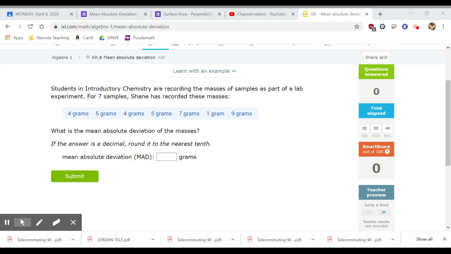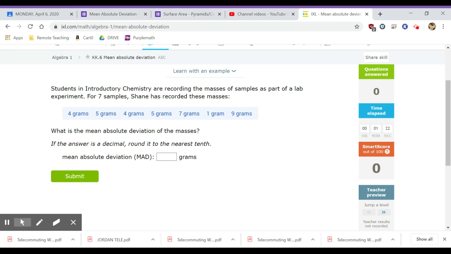Okay, guys, so your assignment was to work on KK.6 and get that to a 70 SMART score. Just like the last video that I did, I'm going to work these problems until I also get to 70. Maybe you can look back at it and it will help you when you're working your problems. All of these problems are going to be asking us about the mean absolute deviation.